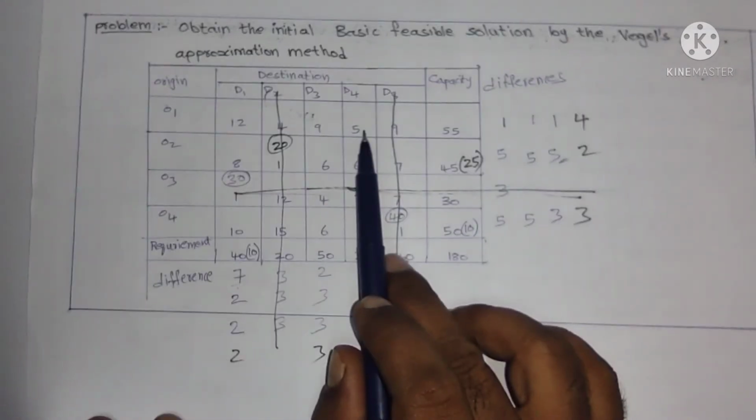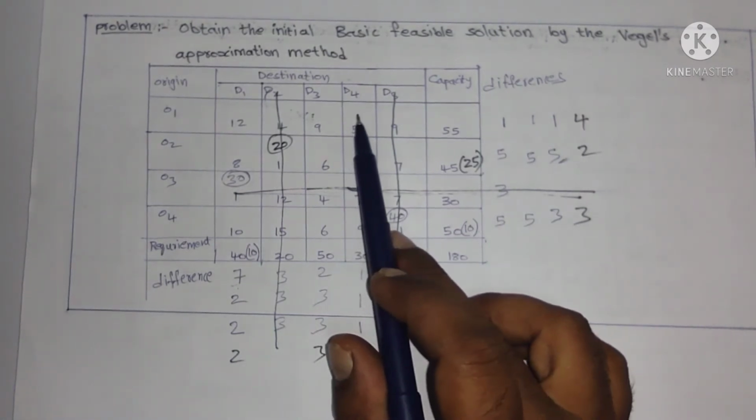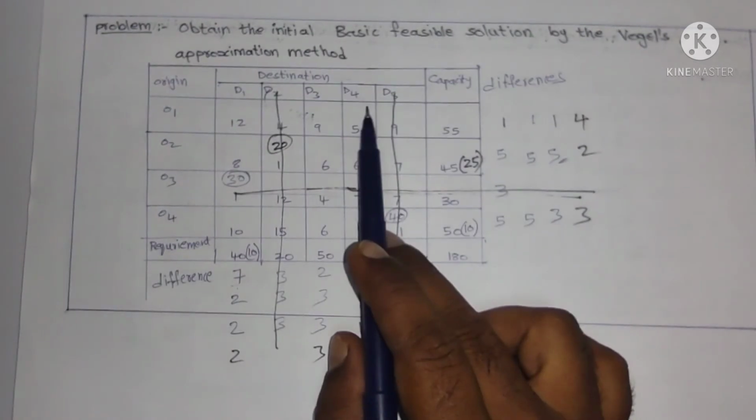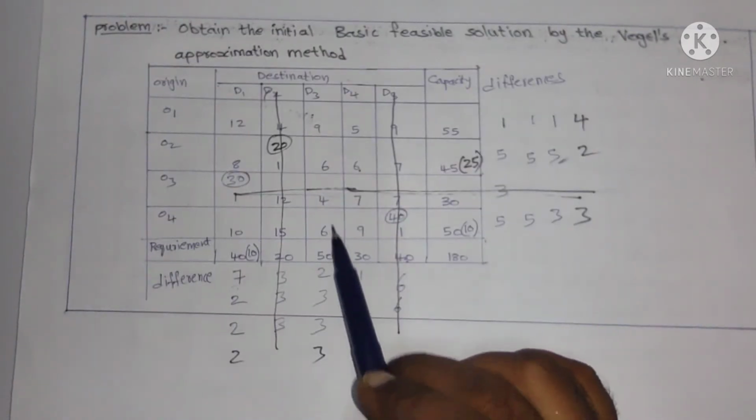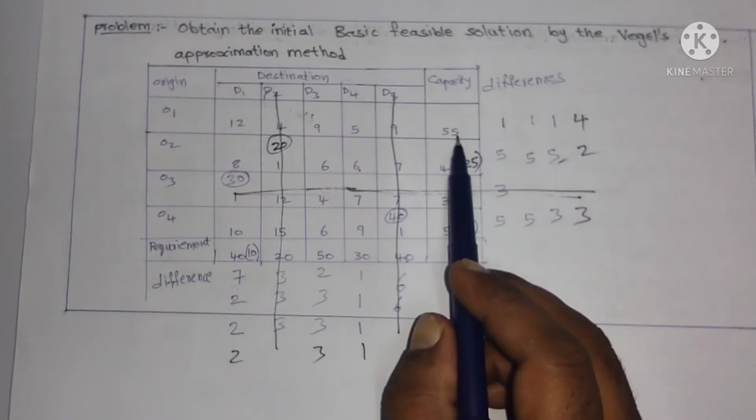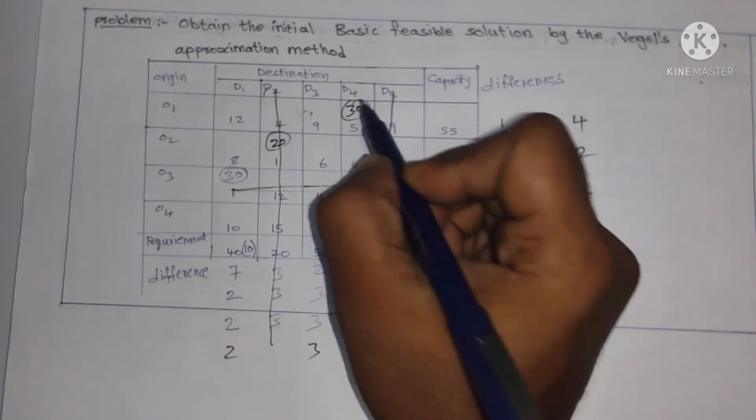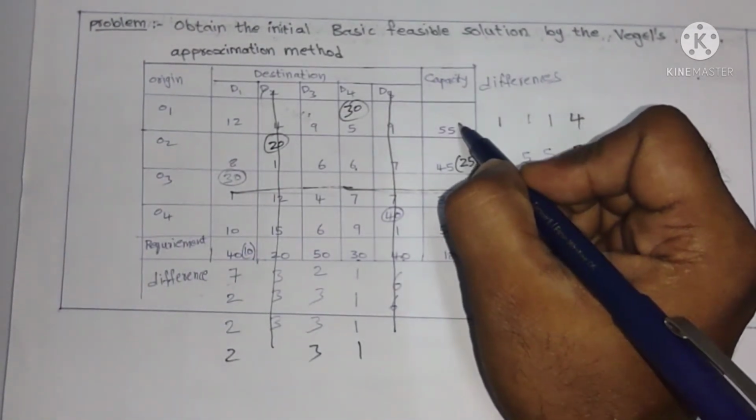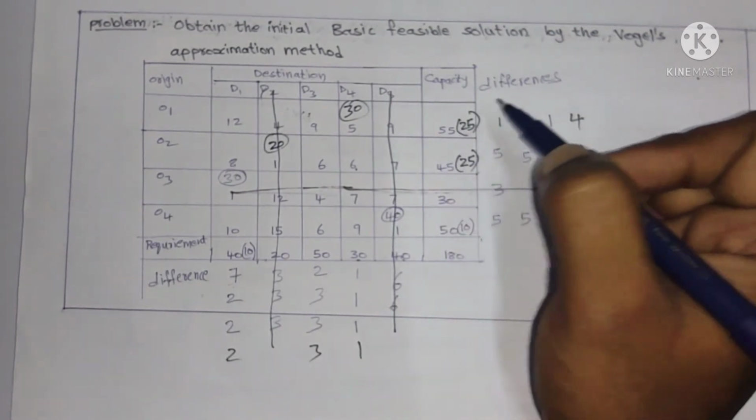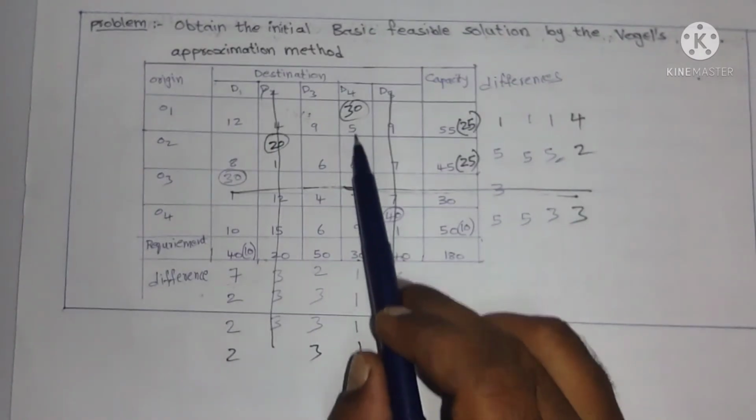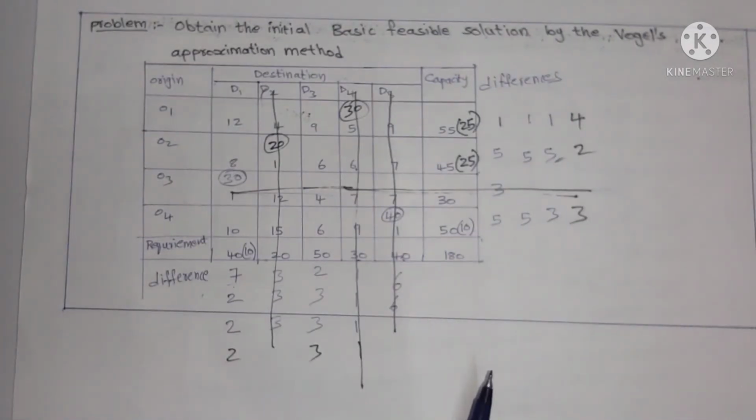That means we have to take this highest difference row, and in this we have to take the cheapest cell. The cheapest cell is 5. That means we have to assign the number in this O1 D4 cell. So what is the requirement of this D4? 30, and the capacity of O1 is 55. So among 30 and 55, which one is the smallest value? 30 is the smallest value. That means we have to assign the number 30 here, and the 30 should be subtracted from this capacity, and the remaining value should be written in brackets, 25. Okay. Now if you see this destination D4 column, it is now completely satisfied. Now it will be eliminated.